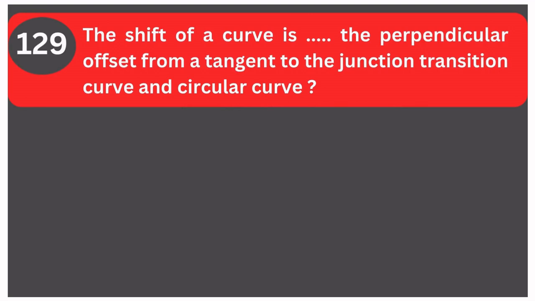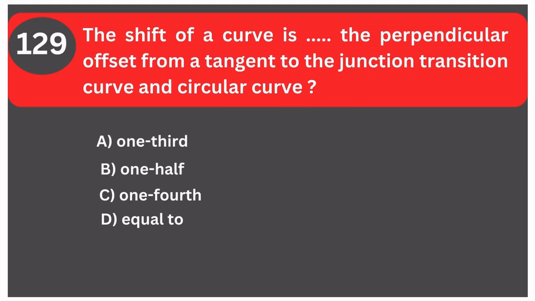The shift of a curve is the perpendicular offset from a tangent to the junction of the transition curve and circular curve. Options A. 1/3. B. 1/2. C. 1/4. D. Equal to. Answer C. 1/4.